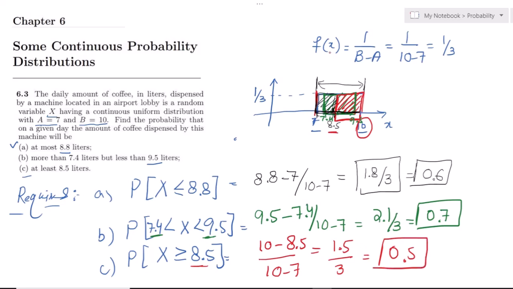There is also another method which is based upon this f of x, which we have solved in our previous video as method number 1, but all of these are based upon method number 2 as we have done in our question 6.2.